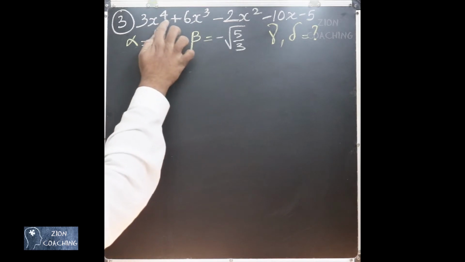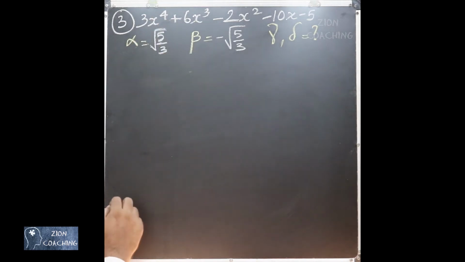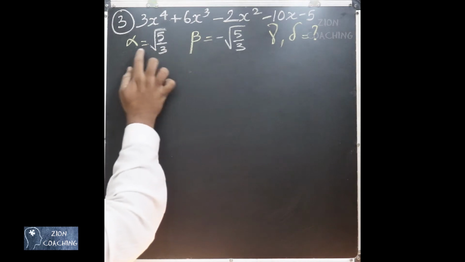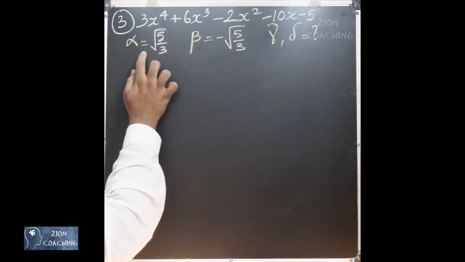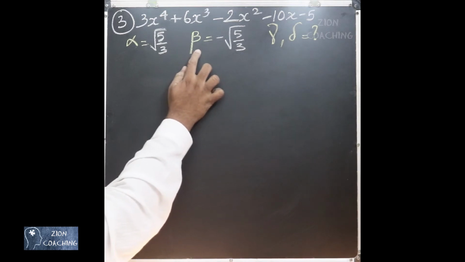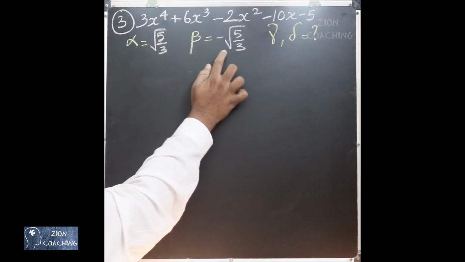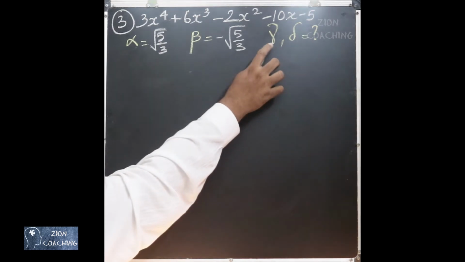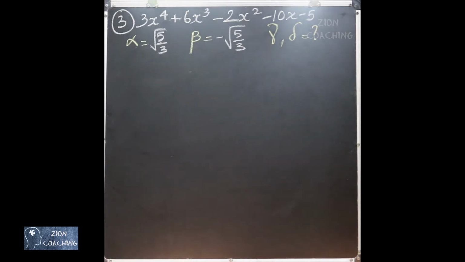Now this polynomial is of degree 4. Since it is of degree 4, we are going to have 4 zeros. Out of that they have given 2 zeros. So the first zero we have taken as alpha, alpha is equal to √(5/3). The second zero we have taken as beta, beta is equal to −√(5/3). We are going to find the remaining 2 zeros, that is gamma and delta.